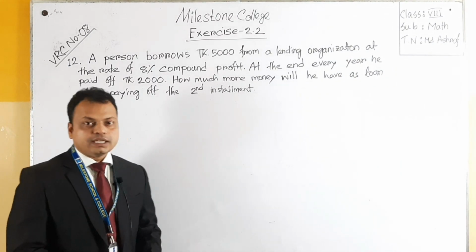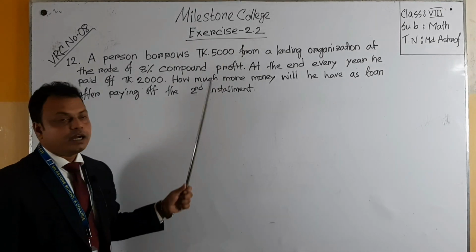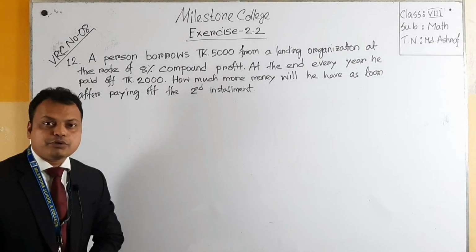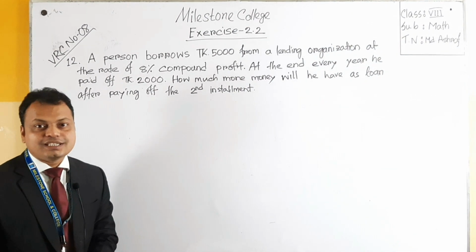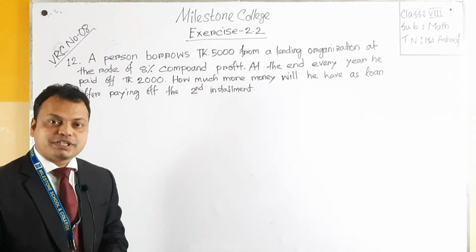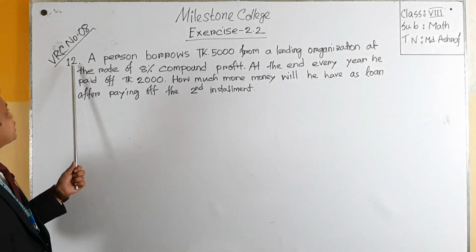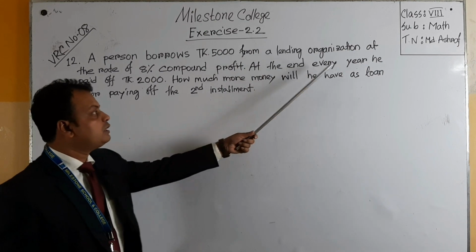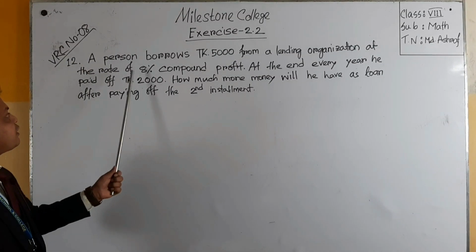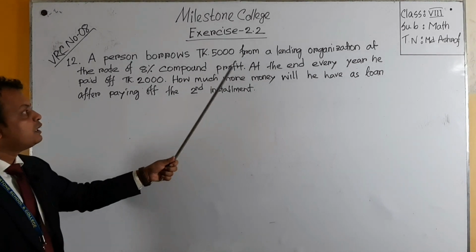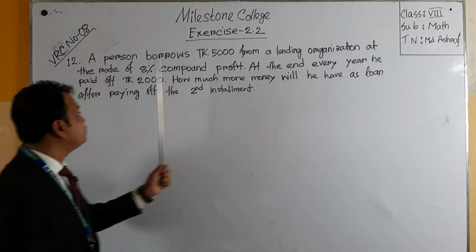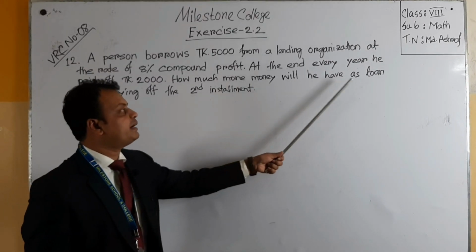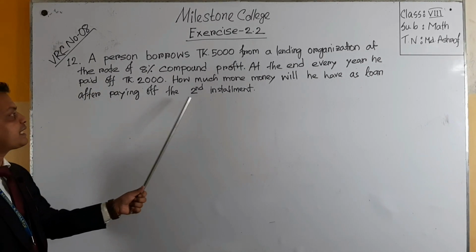Today's class is chapter 2, exercise 2.2, video recording class number 8, and I want to start from question number 12. At first, read the question carefully, and you have to read the question 2 times. So question number 12. A person borrows taka 5,000 from a lending organization at the rate of 8% compound profit. At the end of every year, he paid off taka 2,000. How much more money will he have as loan after paying the second installment?